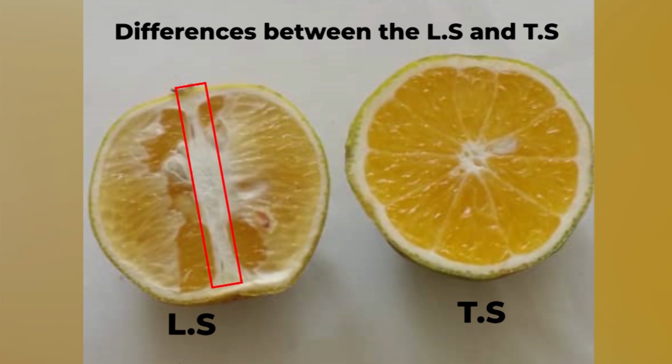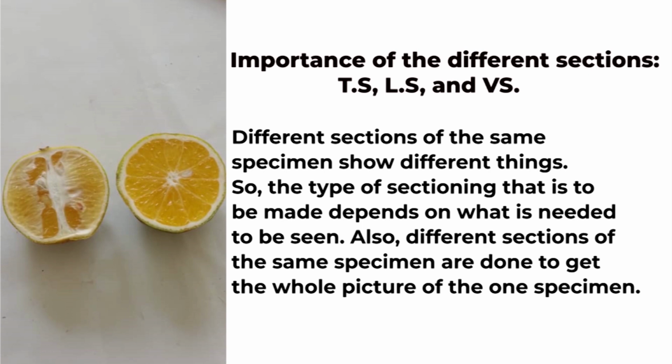You see that the LS has a long placenta. The TS has a small one stuck in there. It's the same fruit. All right? That is it. So there's a difference between the TS and the LS of the same specimen. What importance does this show you? Look at them again. It shows that different sections of the same specimen show different things about the same specimen.